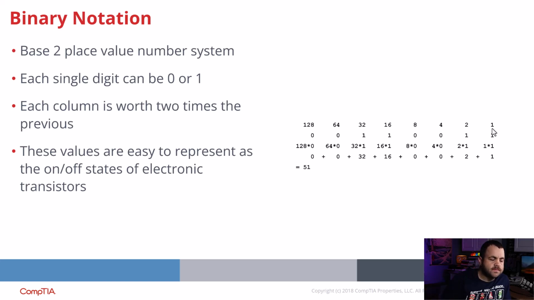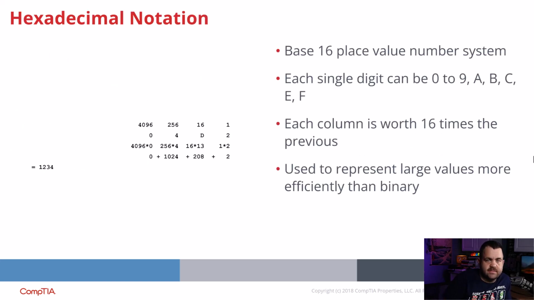So for this level, for your ITF Plus studies, just know that in base 10, each column is 10 times the one before it. In binary, each one is 2 times the one before it. Hopefully that all makes sense so far.